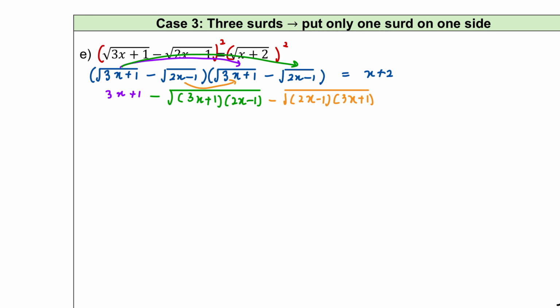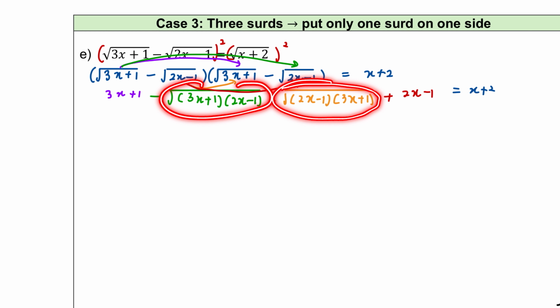Okay, and then lastly we have belakang darab belakang. Okay, so ini jadi positive 2x minus 1. And then right hand side is equal to x plus 2. Settle. Okay, and then apa yang kita perasan from here? What do we see from here is we see that we still have sets. Kita masih ada sets, okay?